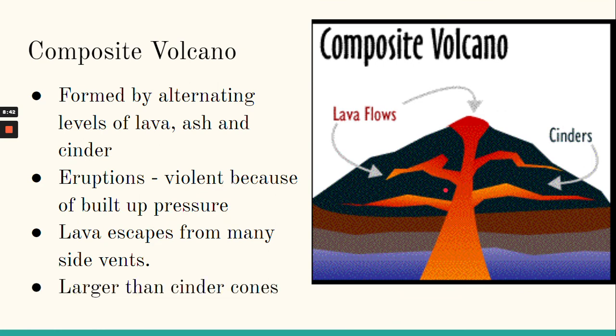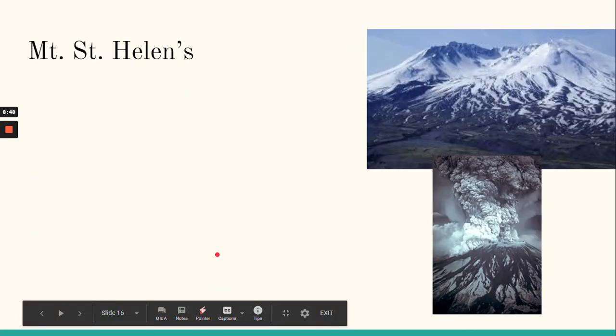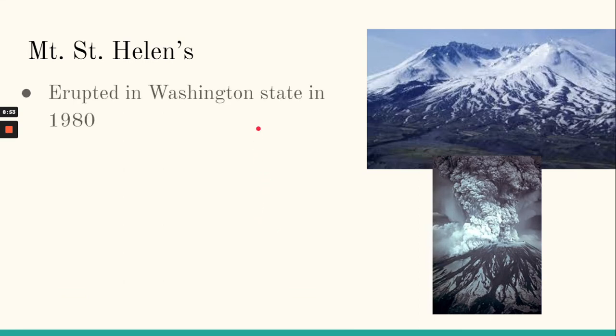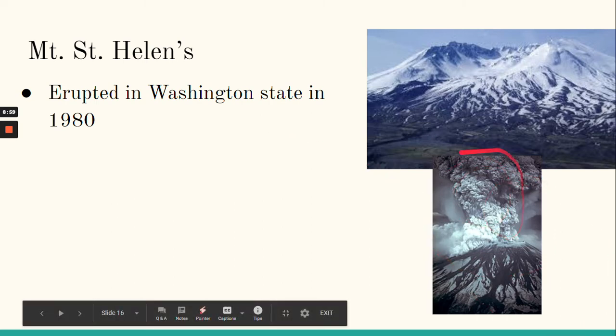And these typically are much larger than cinder cones. So cinder cones are going to be the smallest. They're very steep on either side, but they're not very large. An example of this kind of volcano is Mount St Helens. This is located in Washington State. The last time it erupted was in 1980, and it was a very large eruption. You can see here, this is some of the ash plume that was coming out of the volcano.